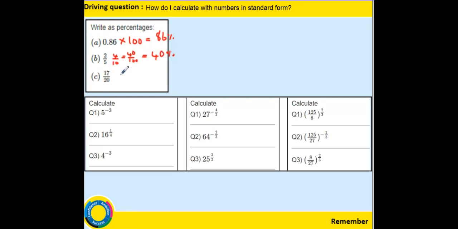Same tactic for the next one. 17 over 20 is the same as we multiply by 5 to make 20 into 100. So 17 multiplied by 5 is 85. 85 out of 100. So that's 85%.